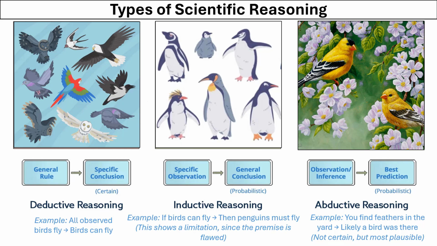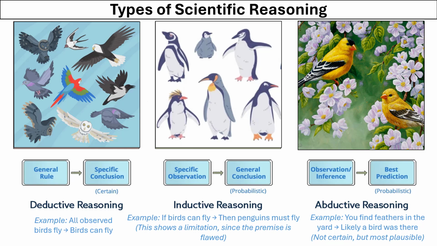There are different types of scientific reasoning. For example, the first type is deductive reasoning. In this, you take some general observations or general rules and try to make some certain specific conclusions. For example, you make an observation that all birds can fly, so you would make a conclusion that it's a characteristic of a bird to be able to fly.